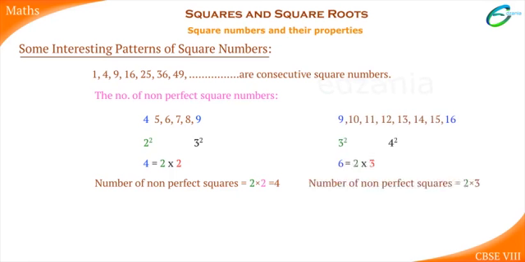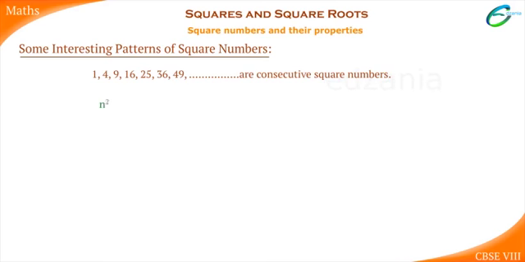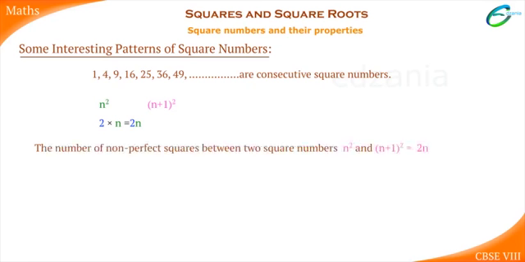Here 3 is the square root of the smaller square number. The common pattern that you observe for the number of non-perfect squares between two square numbers is the product of 2 and the square root of the smaller square number. This can be represented as: between n square and n plus 1 the whole square, it is 2 into n, equal to 2n. The formula for the number of non-perfect square numbers is equal to 2n.